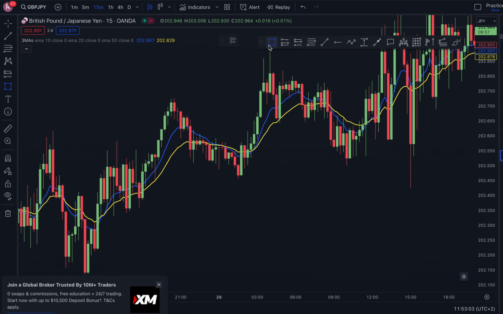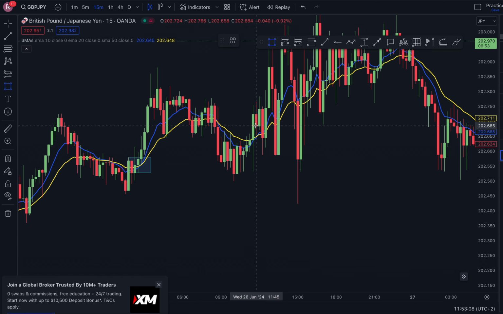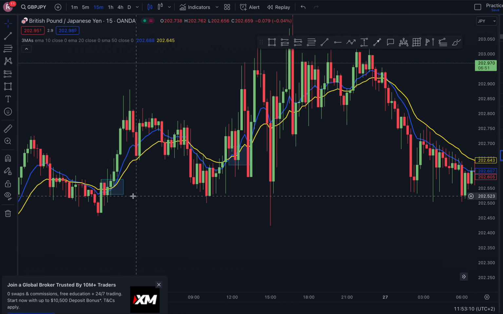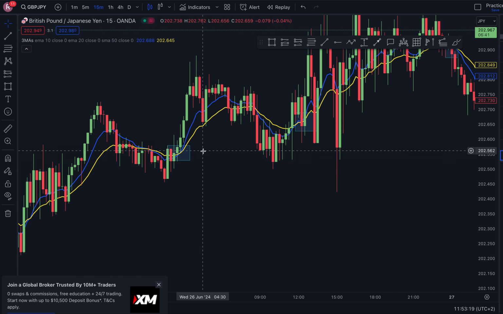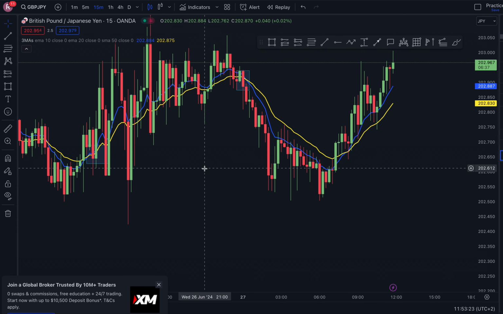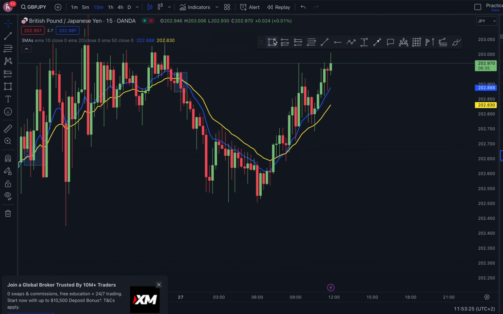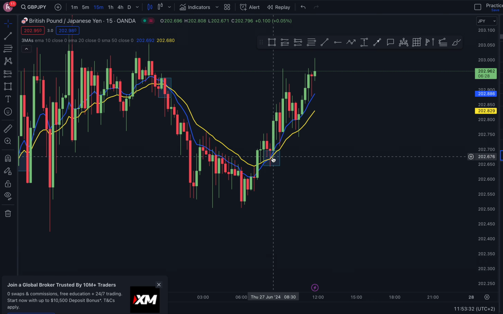Whenever you get a crossover like such, you're looking for buys. And whenever you get a crossover and the yellow EMA is above price, you're looking for sells. Whenever the yellow EMA is below price, you're looking for buys. This was a perfect entry. There was a crossover. The yellow EMA was below price, looking for a nice buy.